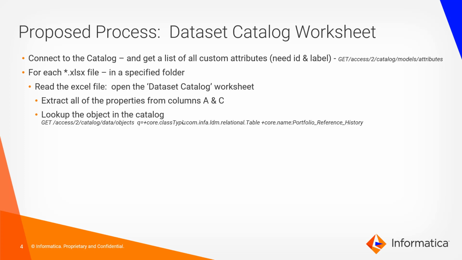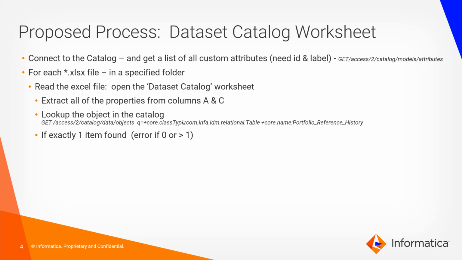Once we do that, we're going to do a lookup for the object to find that object in the catalog. Here's an example of the query. We're using the objects API method, and we're passing in the query with two parameters. We're looking for the class type as a relational table, and the name as portfolio reference history for this exact example.